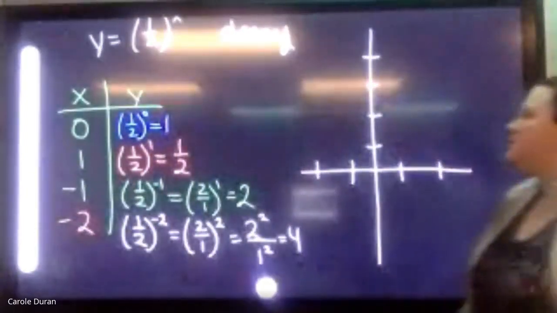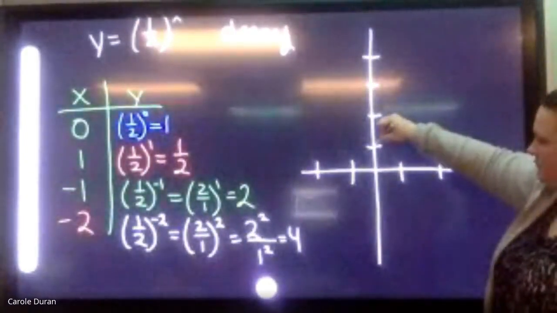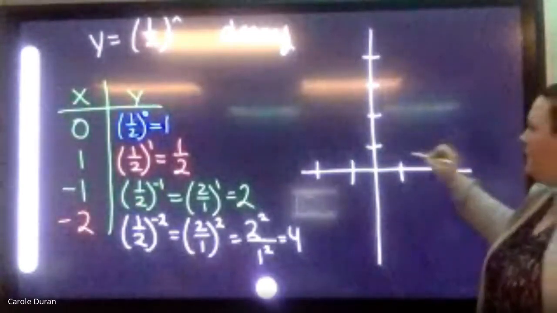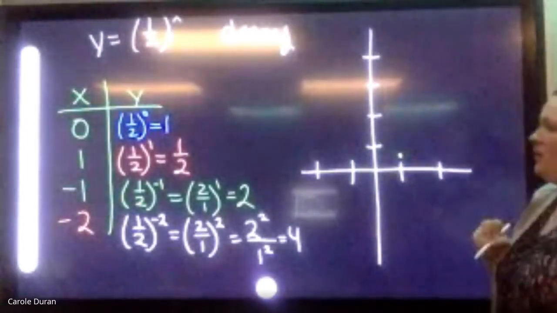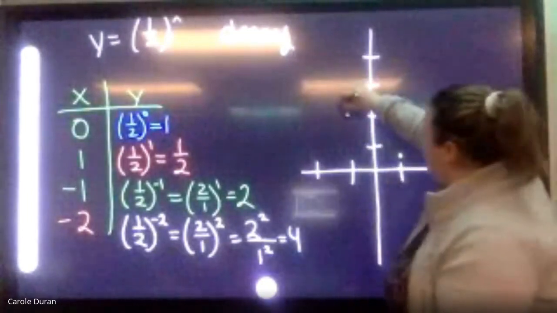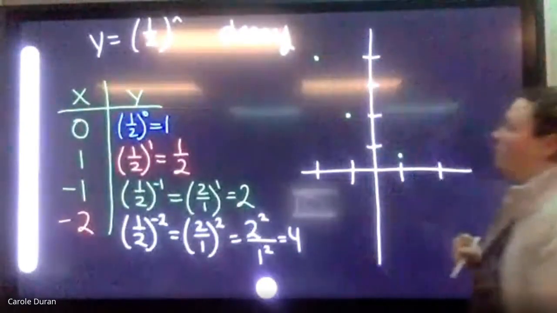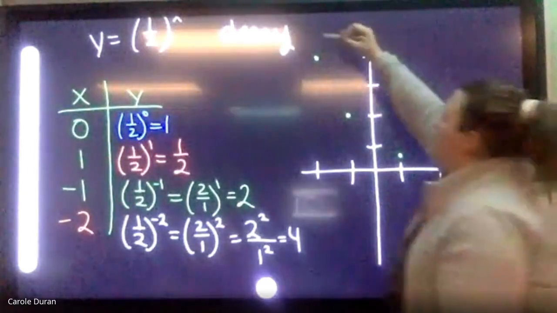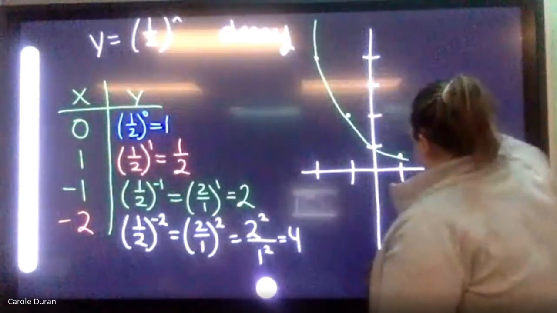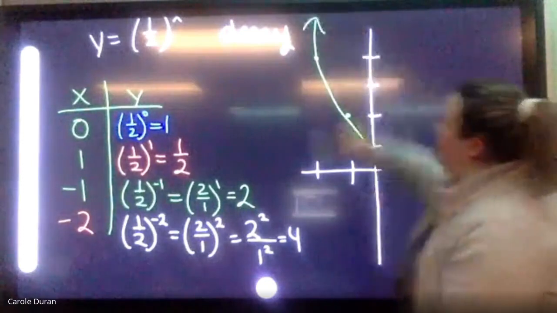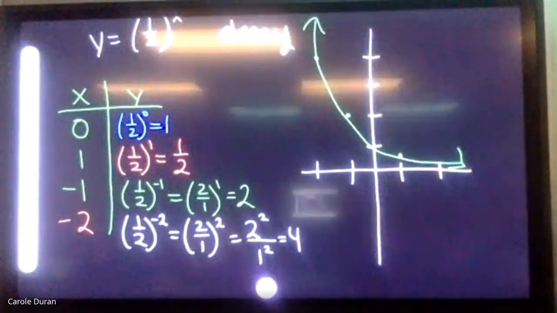So when I plugged in 0, I got 1. When I plugged in 1, I got 1/2. When I plugged in -1, I got 2. And when I plugged in -2, I got 4. Once we have our points, we can draw our curve. And as expected, this was a decay curve.